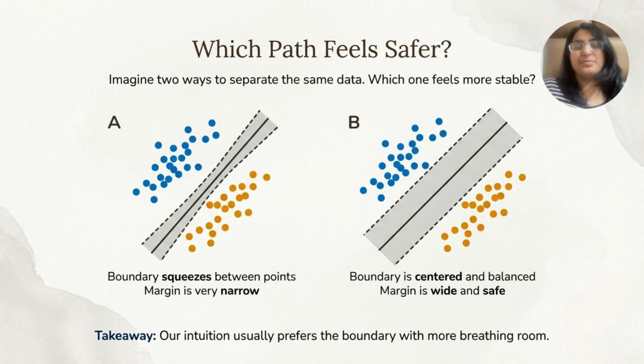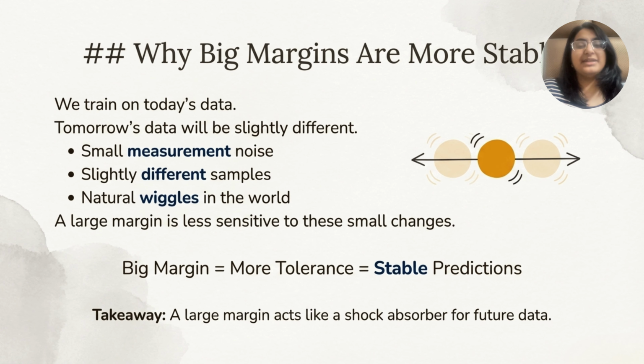Now a simple thought. Tomorrow we will get new data. It will be similar but not exactly the same. If the boundary is too tight, a small shift can cross the line. That creates wrong predictions. If the margin is wide, small shifts usually don't change the side. So predictions stay more consistent. If data shifts a little, do you want a tight boundary or a roomy boundary with great space?